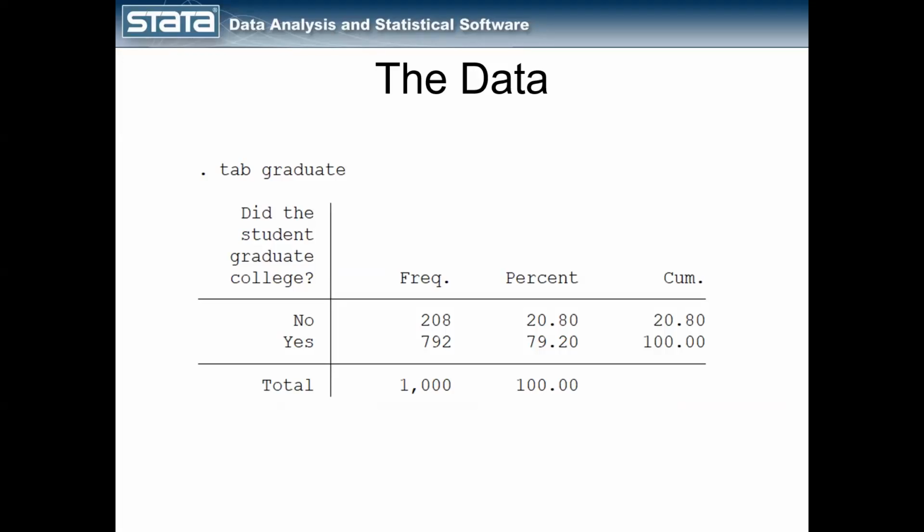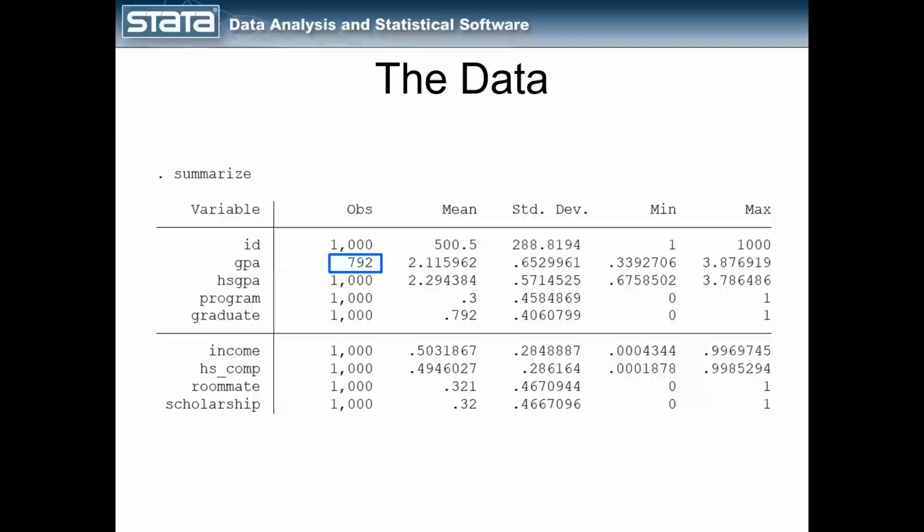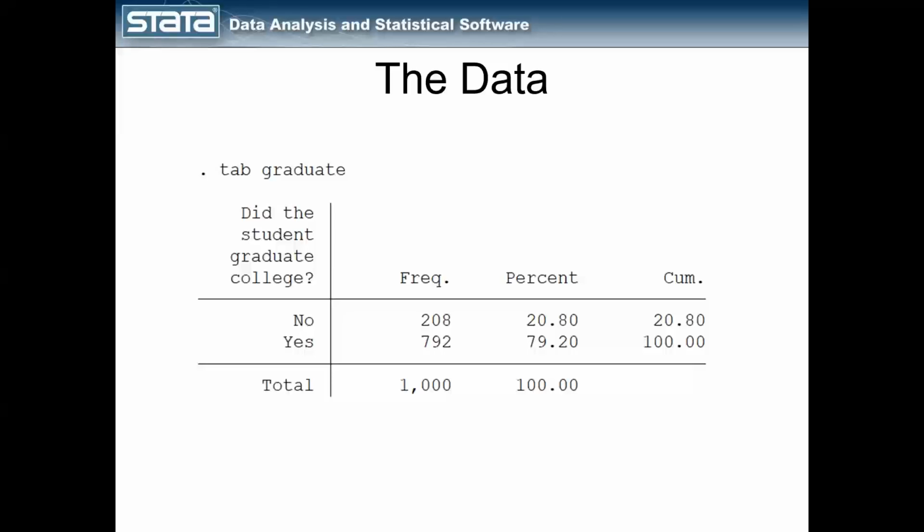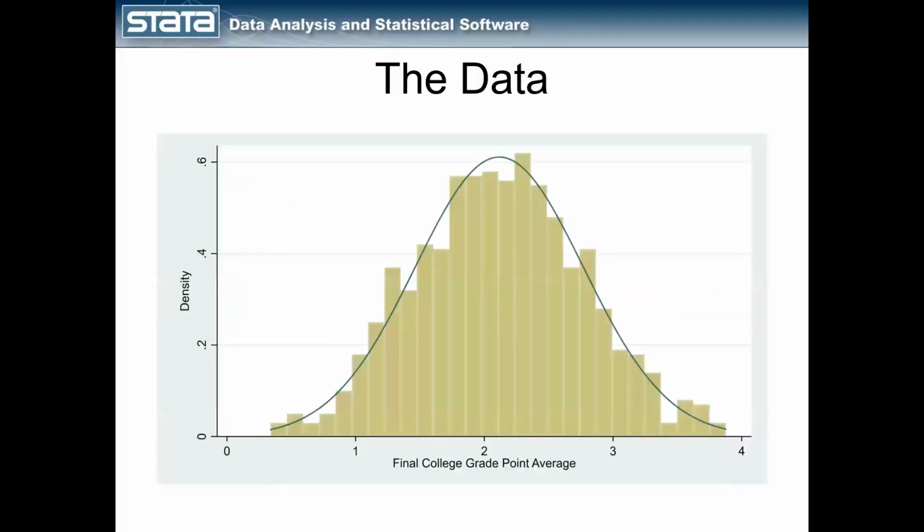So I'm going to tabulate graduate. And the first thing that jumps out at me is that 792 students graduated. 208 did not graduate. Well, wait, 792, that's the same number that I have for GPA. So there must be a relationship there. And we'll come back to that later on, but that's more than a coincidence that 792 graduated, and that's how many observations I have for GPA.